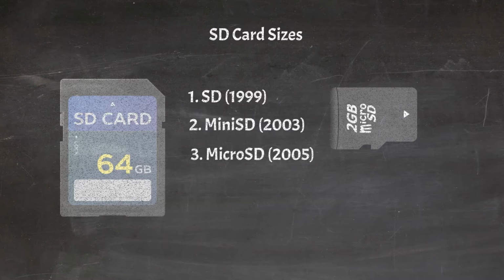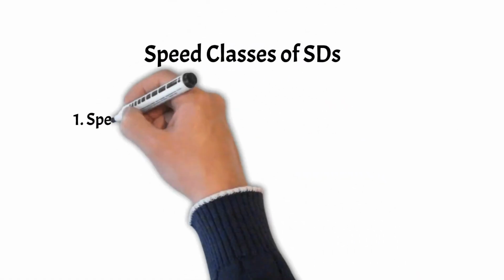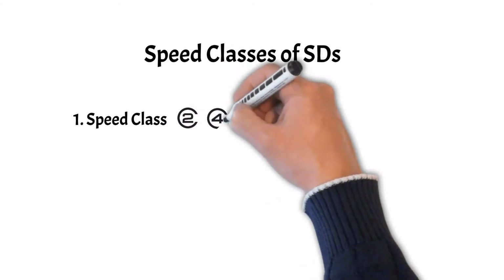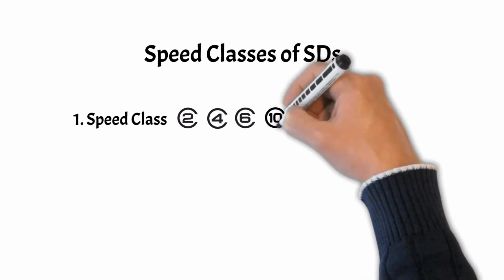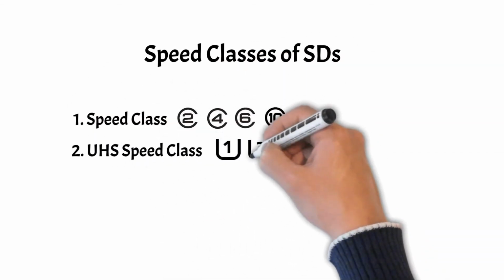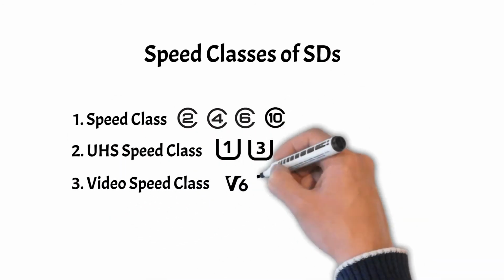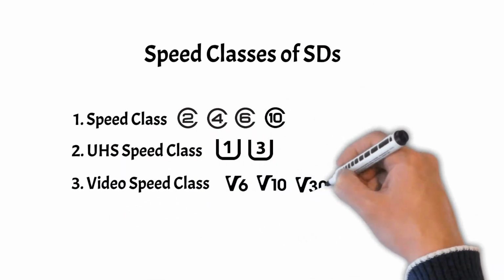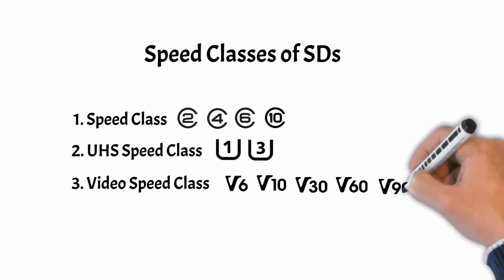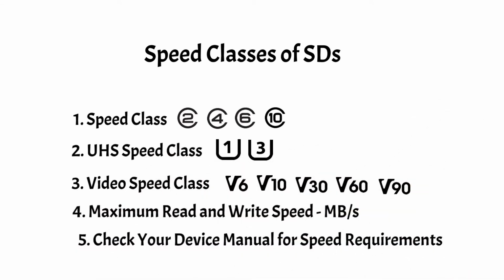MiniSD were used in mobile devices, but they stopped producing them in 2008 because the smaller MicroSD cards were more popular. The most confusing aspect of SD cards are the different speed classes and markings. The original speed class marking was simply called speed class and is a C with a number in the middle which ranges from 2 to 10 megabits per second.